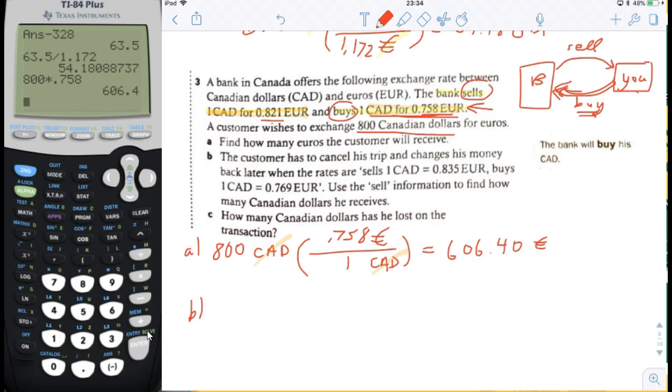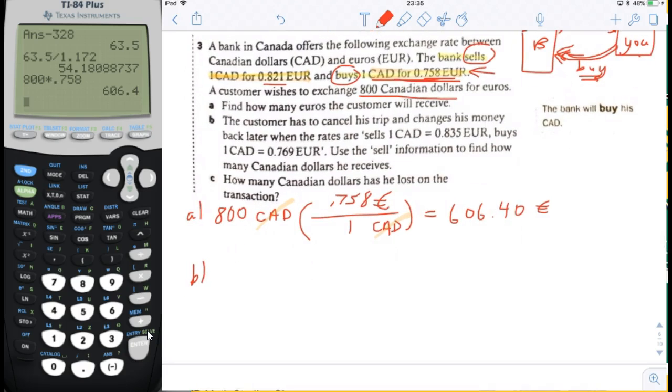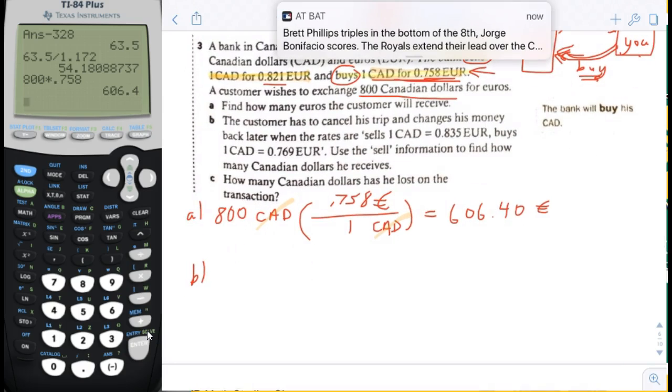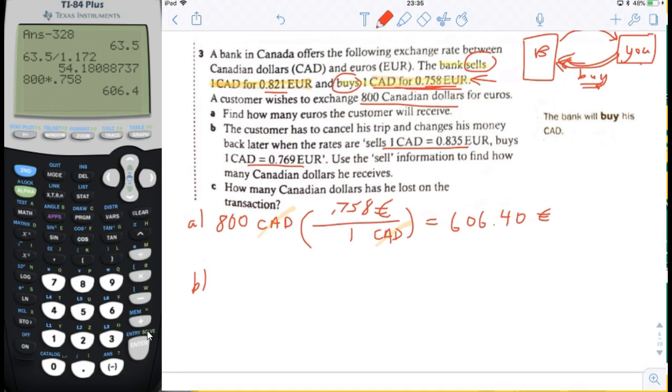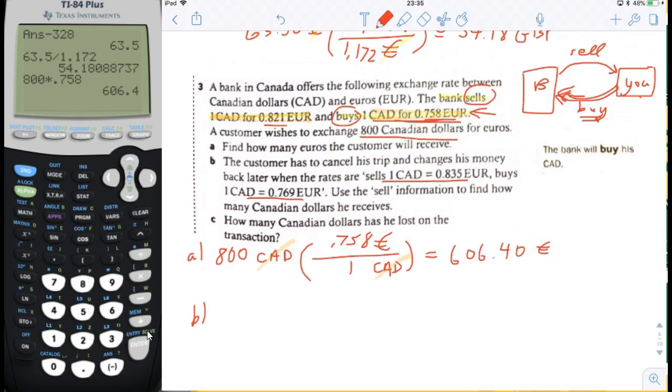What about B? The customer has to cancel his trip and changes his money back later when the rates are... blah blah blah, buys Canadian dollar, blah blah blah. So use the sell information to find out how many Canadian dollars he receives. Okay, they're kind of giving us the answer because they're telling us to use sell, but we could figure that out for ourselves, right? Because when he cancels the trip, he's going to take the euros and then he's going to give them to the bank in exchange for Canadian dollars. So in this case, the Canadian dollars are going from the bank to the customer. When that happens, they are selling the Canadian dollars. So that means they're going to use this exchange rate, right?